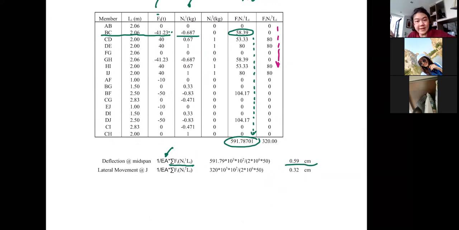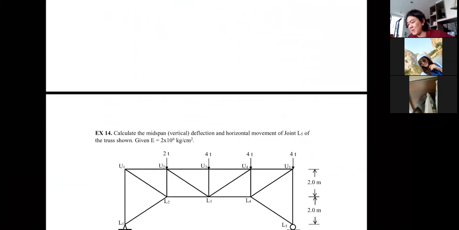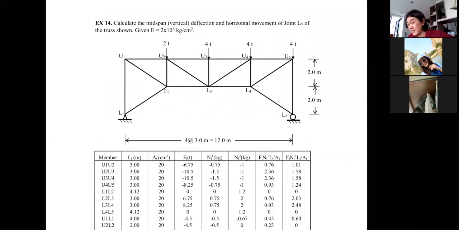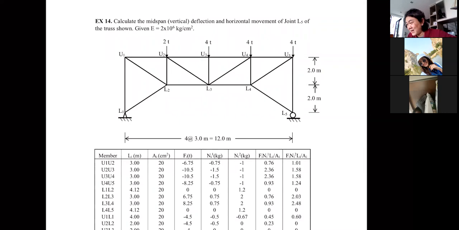Is there any question, folks? So that in a nutshell is the calculation of displacement in the truss by using virtual work. I also have another example. It's more of the same. This is the calculation of mid-span deflection and horizontal movement of joint L5. This one is a bit more difficult, and I have given you all the numbers, so you could easily go back and try to practice.